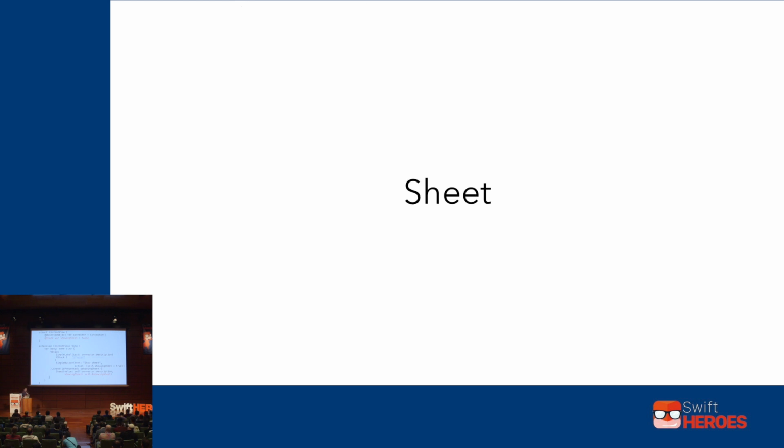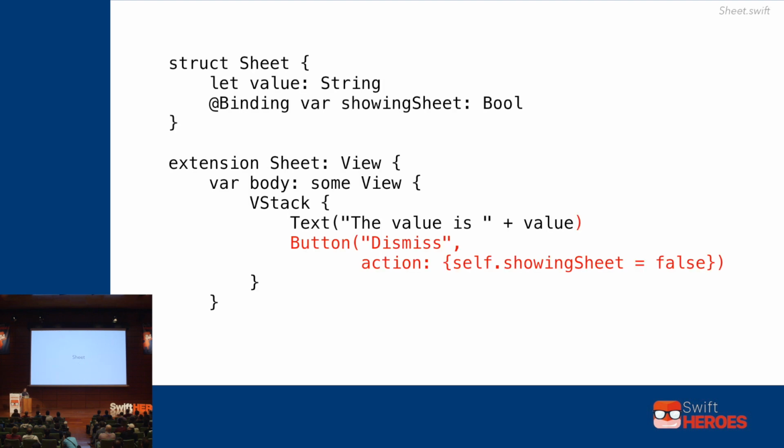And the sheet says, thank you. I need to add a button. Here's my dismiss button, and I will change showingSheet, not my showingSheet, but the thing that I'm bound to back in the content view. I will change it back to false.